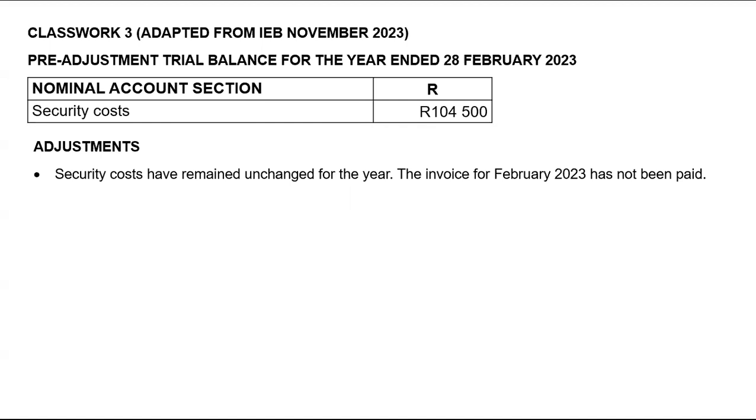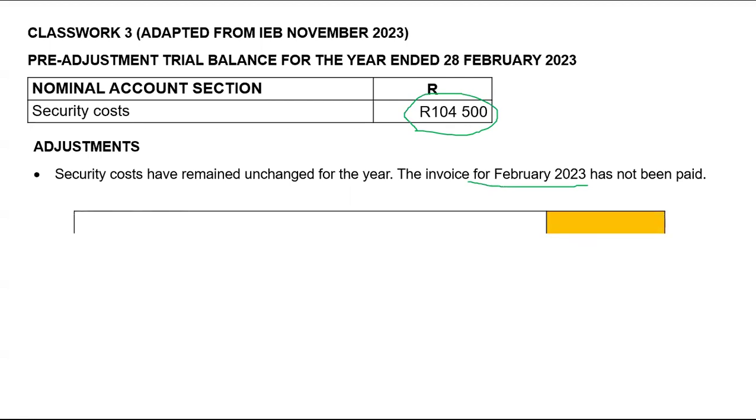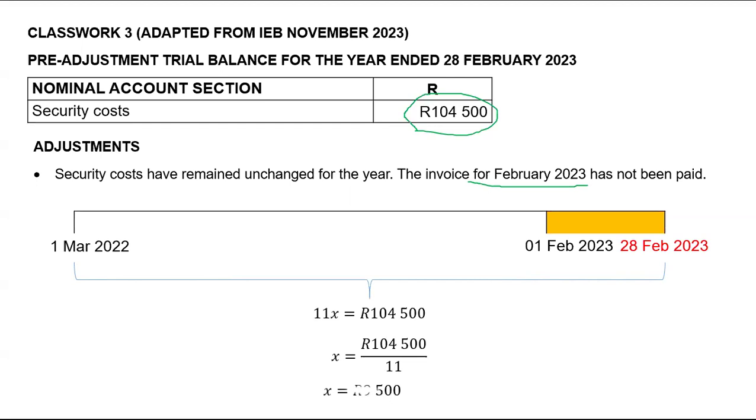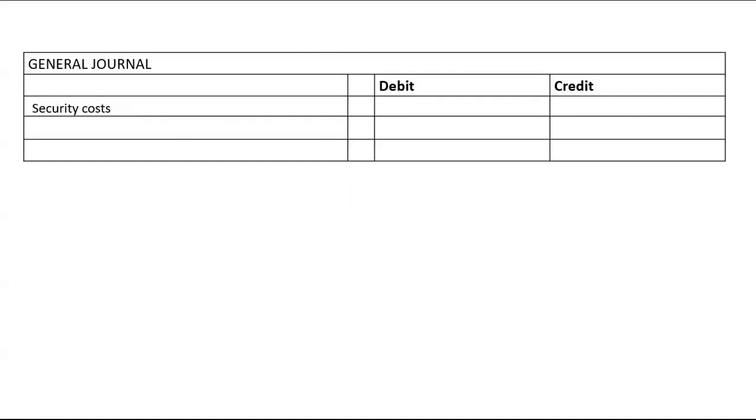So here our security cost will be 104,500. They said costs have remained unchanged for the year. So this is what we have paid. And then they say costs have remained unchanged for the year, but the invoice for February has not been paid. So there we have accrued expense. So you're going to take that 104,500 and divide it by 11 to get the outstanding month of February, which will be 9,500. That 9,500 is what we call accrued expense. So we will debit our security cost by 9,500 and credit our accrued expense 9,500.